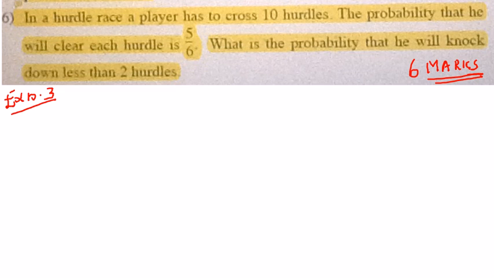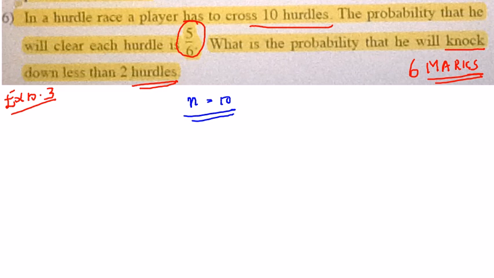So in such a race, a player has to cross 10 hurdles, right? The probability that he will clear the hurdle is 5 by 6. So they have already given you the probability with which he will clear the hurdle. But what you are asked to find is, what is the probability that he will knock down less than 2 hurdles? Okay, so from the given sum, we can write n is equal to 10.